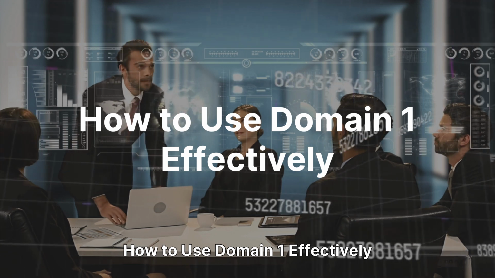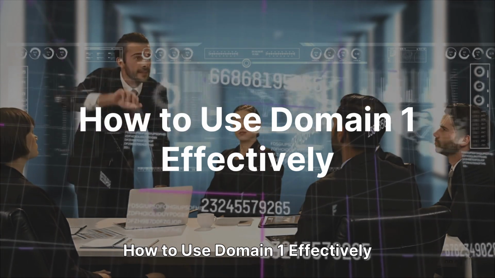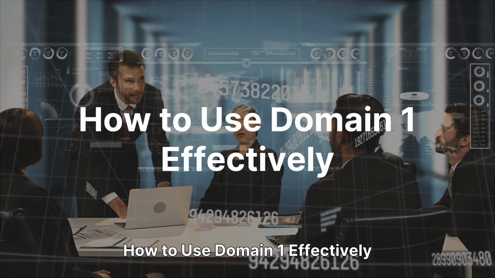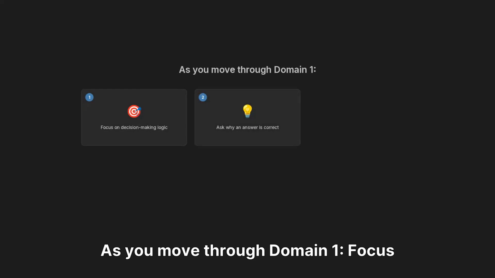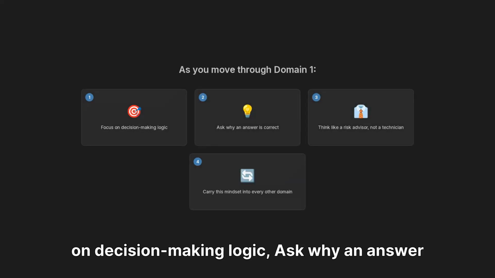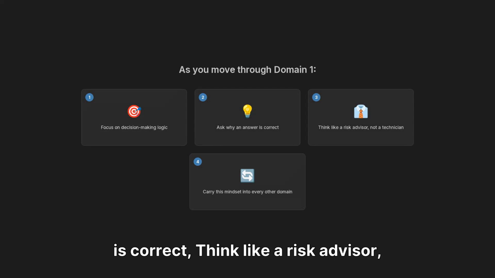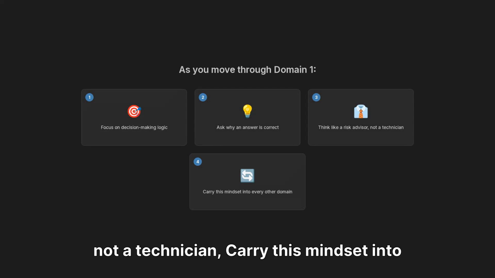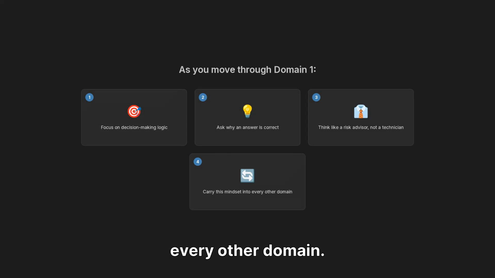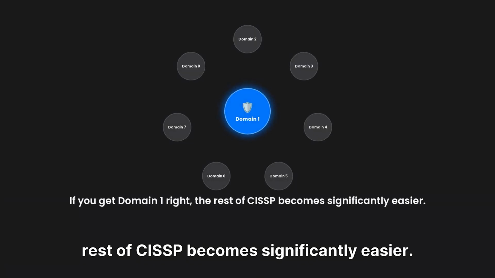How to use Domain 1 effectively. As you move through Domain 1, focus on decision-making logic. Ask why an answer is correct. Think like a risk advisor, not a technician. Carry this mindset into every other domain. If you get Domain 1 right, the rest of CISSP becomes significantly easier.